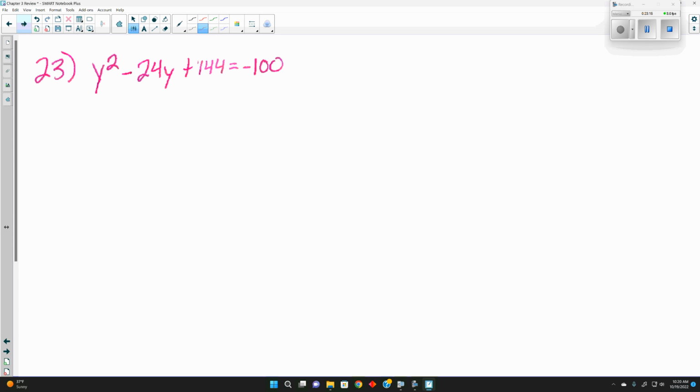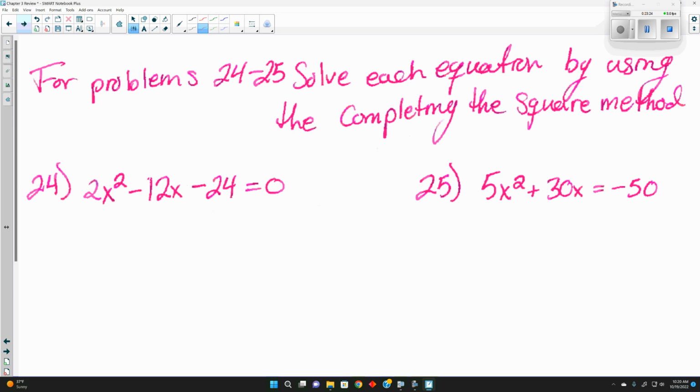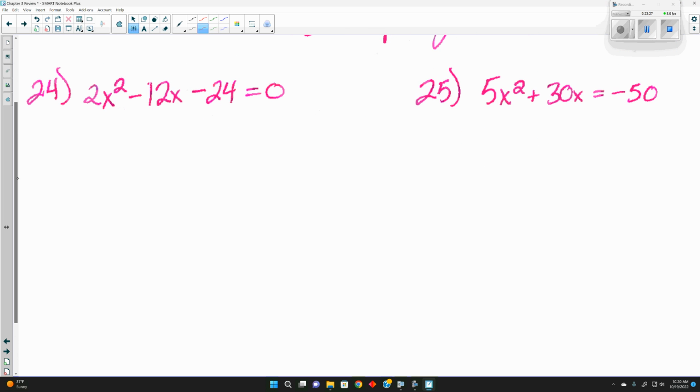Now, this one here is going to be using completing the square. Now, interestingly enough, let's go on and just look at 24 and 25 with actually completing the square. Is there either one of these in particular that y'all want to look at? If not, I'll just go on and do 24. They're both the same. The only difference with 25 is that the constant term is already by itself, yes?